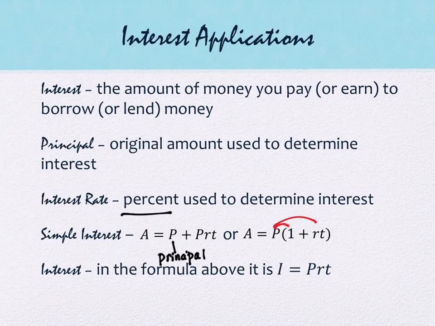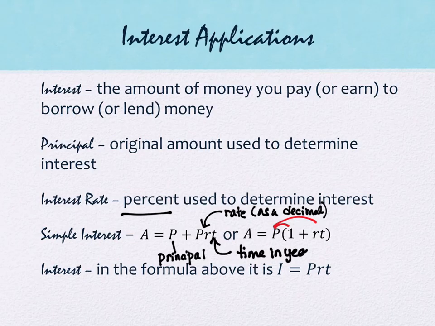It's the principal mentioned above. The R is the rate, the interest rate, and it needs to be done as a decimal, not as a percent. So we need it in decimal form. And T is always time, and it needs to be time in years. Okay? T is always time in years. And it's the same thing in the formula down here for the PRT. All of them are the same.